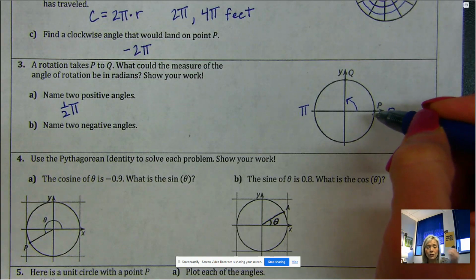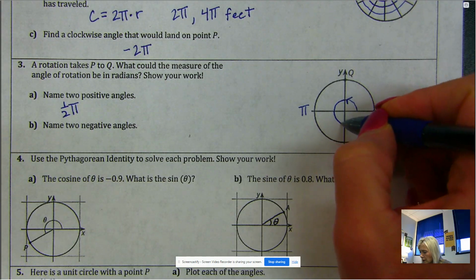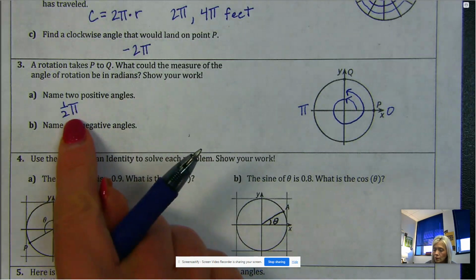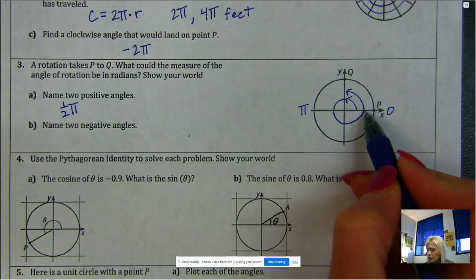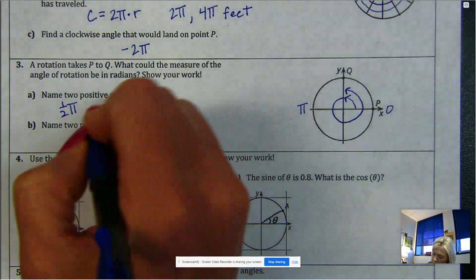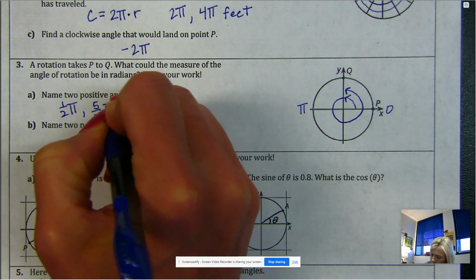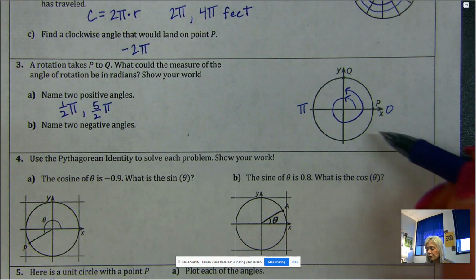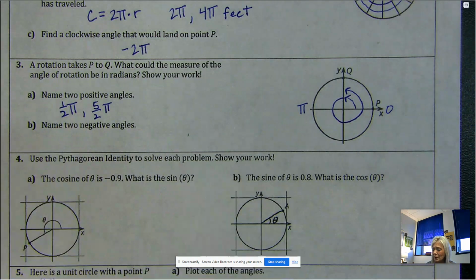To have two positive angles, I could start, do this, and then continue with another lap. So I just have to add 2 pi. That's what a full lap is. Or I can think of it as 1/2, 2/2, 3/2, 4/2, 5/2 of pi. So 1/2 of pi, 5/2 of pi. And we could keep going in multiple laps, adding 2 pi every time, but we only need to have 2.